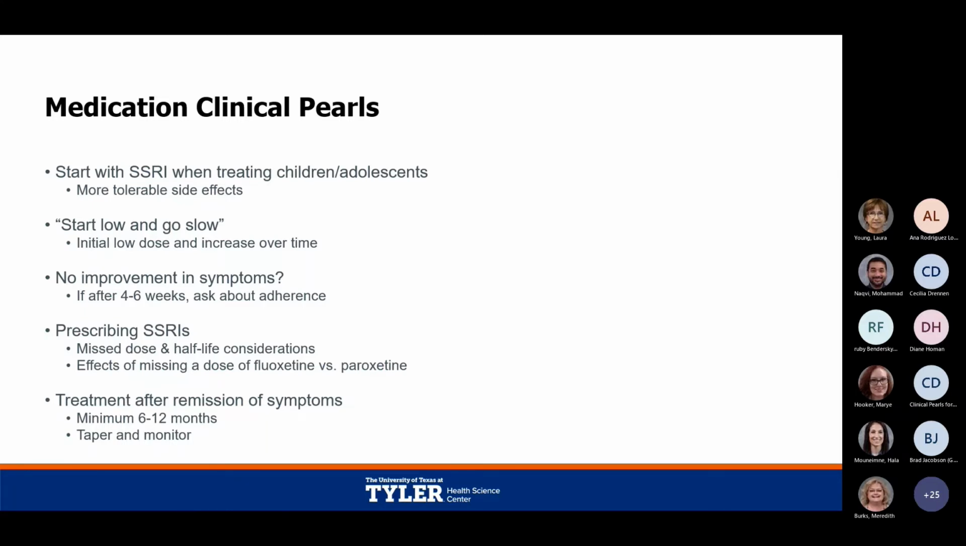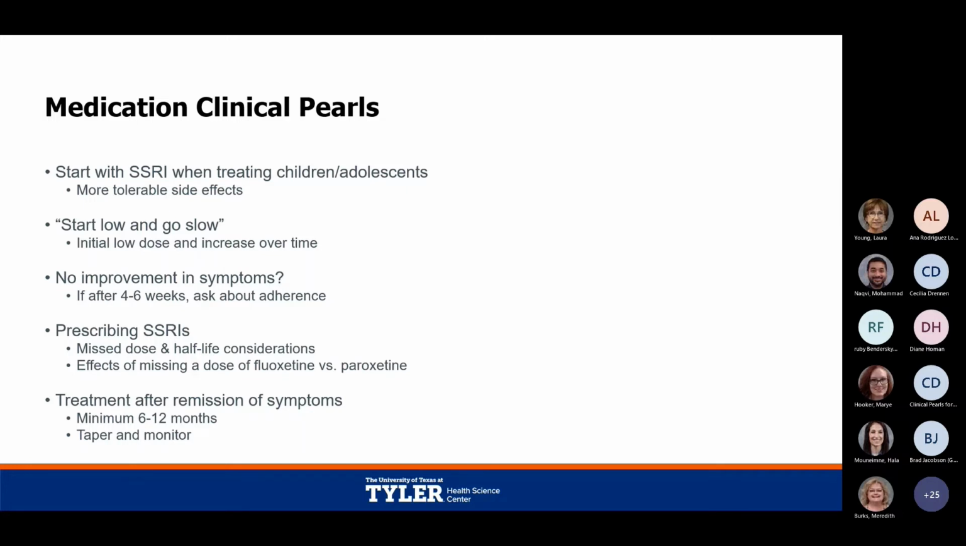Now, when a patient says that they don't have any improvement in their symptoms after 4 to 6 weeks, make sure to ask if they are taking their medication every day. Because if they miss a dose, depending on the half-life of the antidepressant, missing just one dose can disrupt the steady state of the medicine. And so we need to make sure they're taking the medicine every day and not only when they feel sad or whatever.